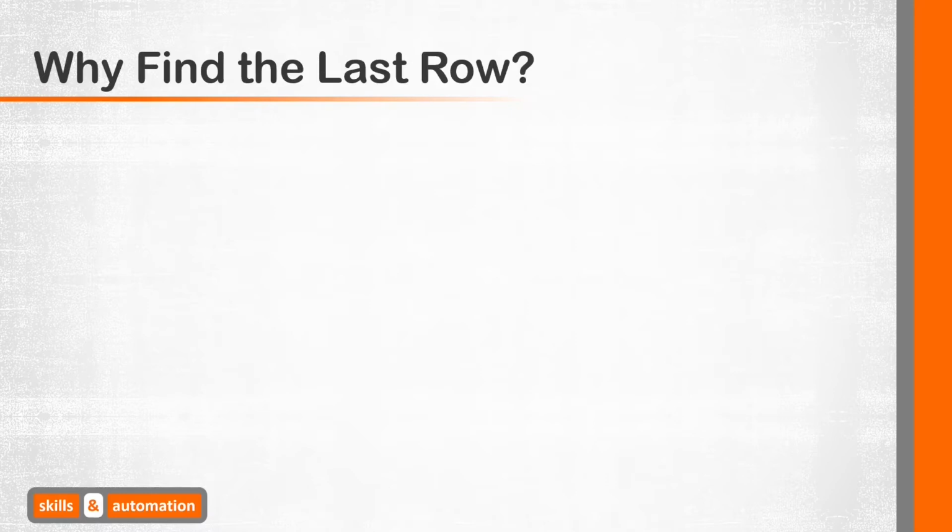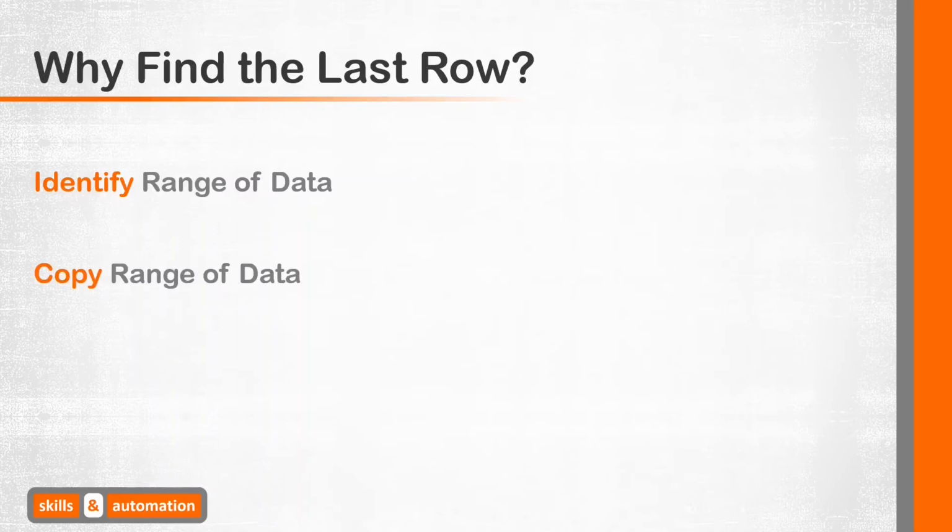So, one of the most common tasks that you would come across in VBA is finding the last used row of a data range. 3 common use cases for finding the last row are: identify the full range of data that you may want to perform some task over, example, to loop over the data, change formatting for the data, etc. Copy and paste the range of data elsewhere.